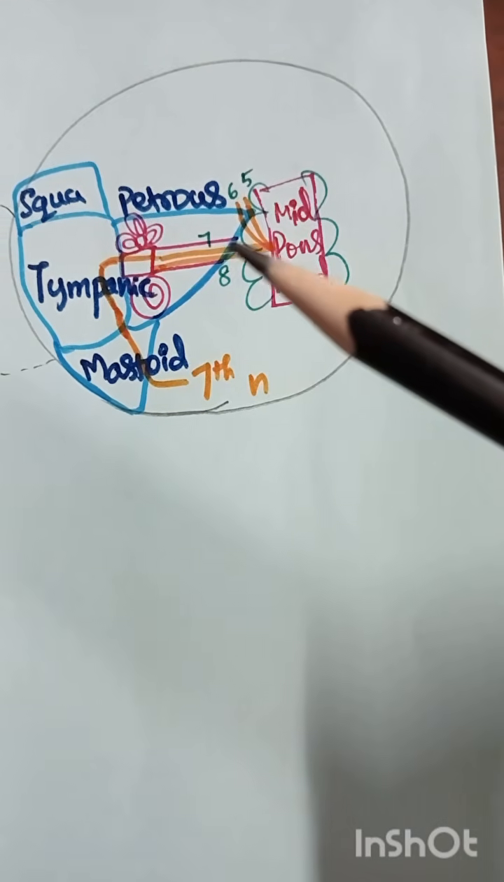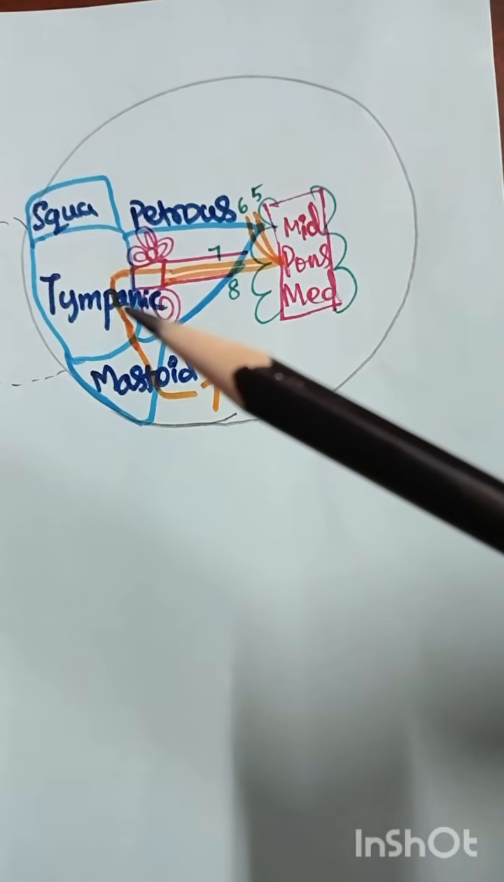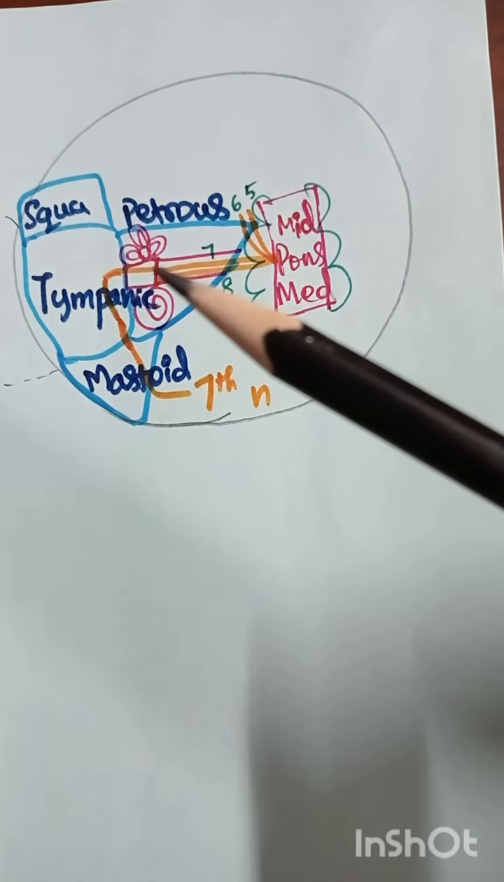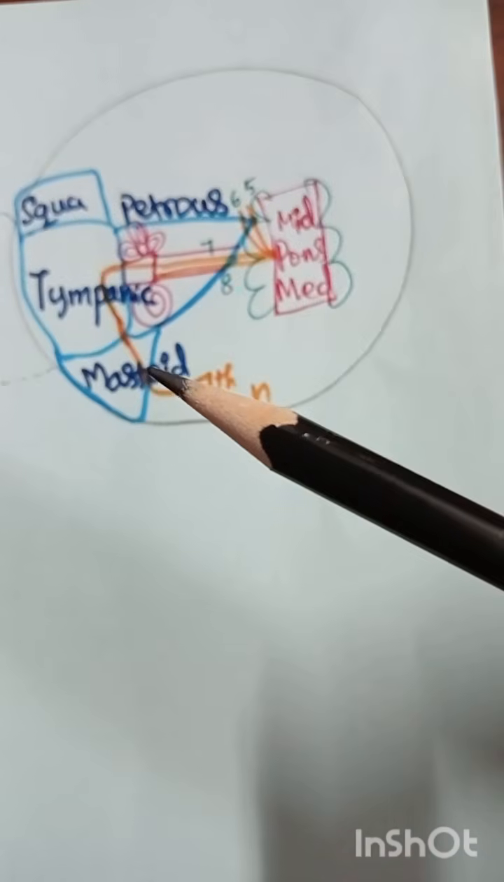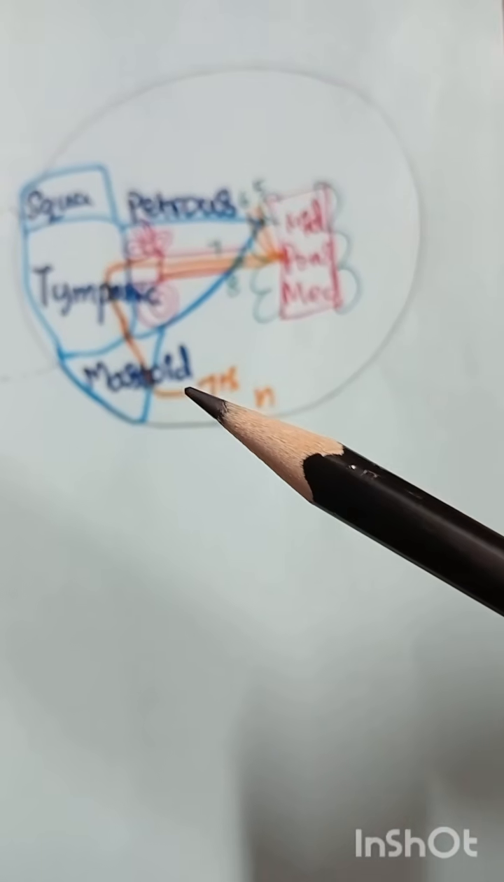And this seventh nerve, our facial nerve, continues to supply the inner ear, the middle ear, and the mastoid, and exits at the stylomastoid foramen.